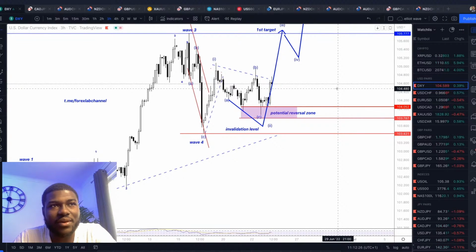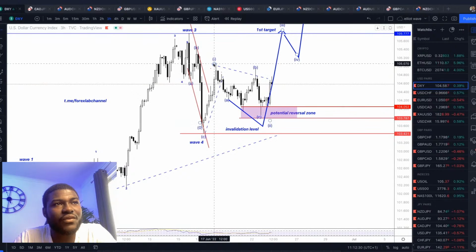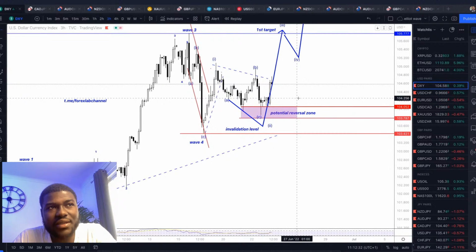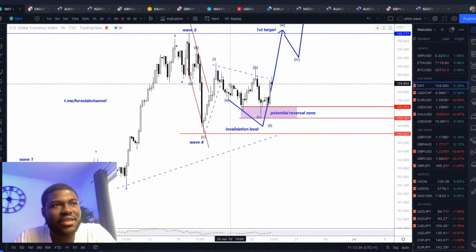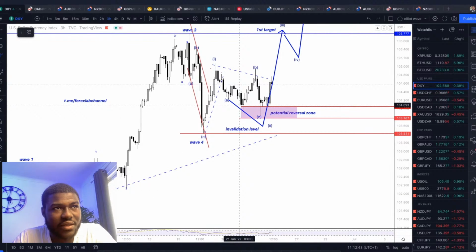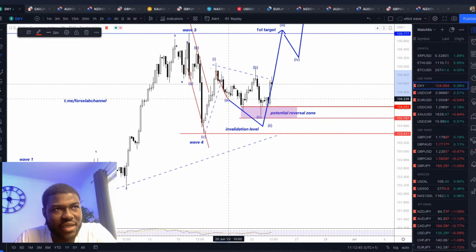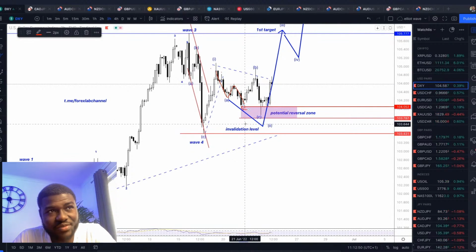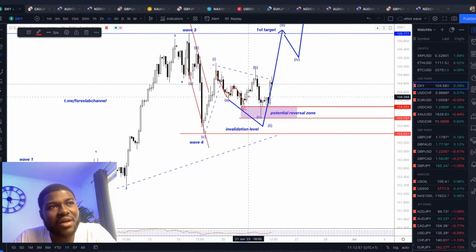For this DXY now, I knew it's going to be bullish. I knew the whole of this is going to be a correction. But I thought there's just going to be ABC correction. I thought the correction has ended here. Let me use my highlight tool so you can see. I thought the whole of this is just the A, B, and C. I thought the C has ended here. You know, it reversed at the potential reversal zone. So I was so eager to take this buy opportunity.